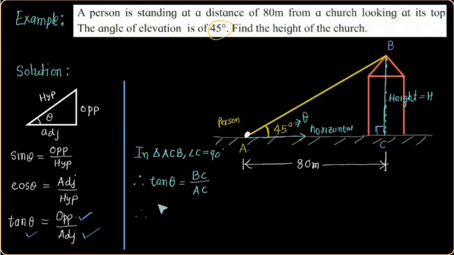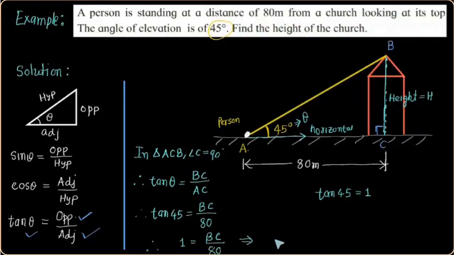So if I simplify this, theta is 45 degrees. So it is tan 45. BC is not known to us. We have to find BC, friends. And the AC value is 80 meters. So it is given. Please remember, tan 45 is 1. So I can put the value here. Therefore, you will get 1 equals BC by 80. So if I simplify this, from here I'll get BC equals 80 meters.